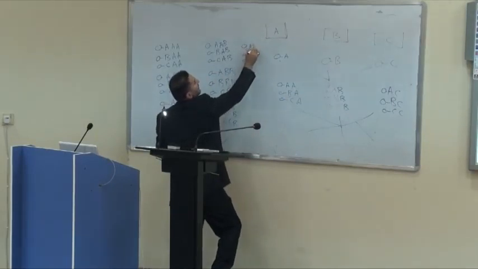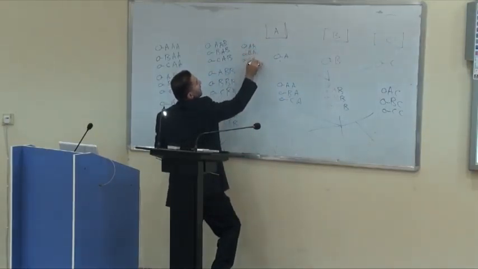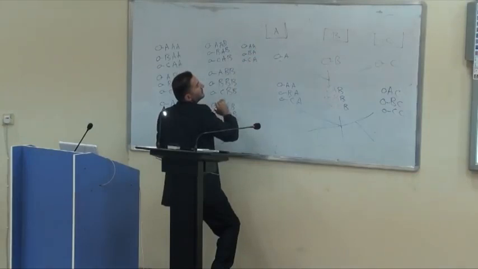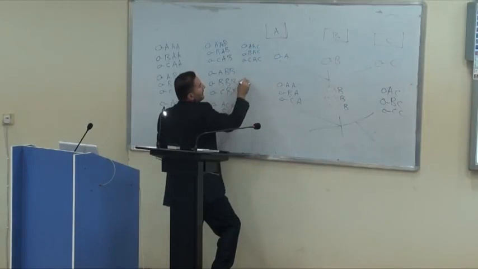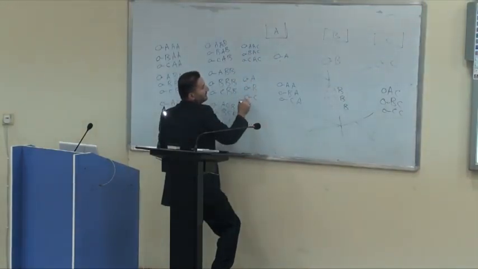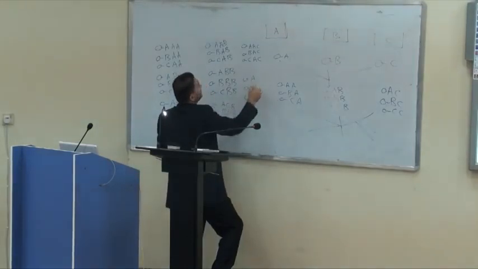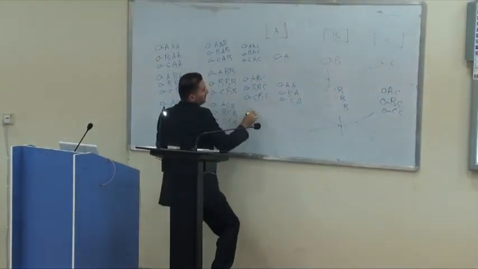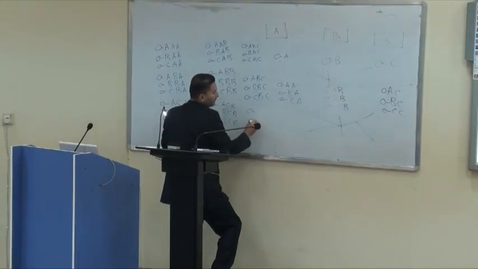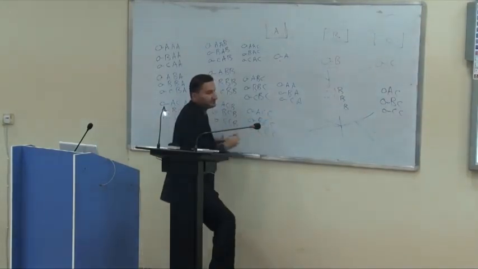We will add A. Third, we add C. Container A, protected A, B, C. Addition B. Protected A, protected B, protected C.